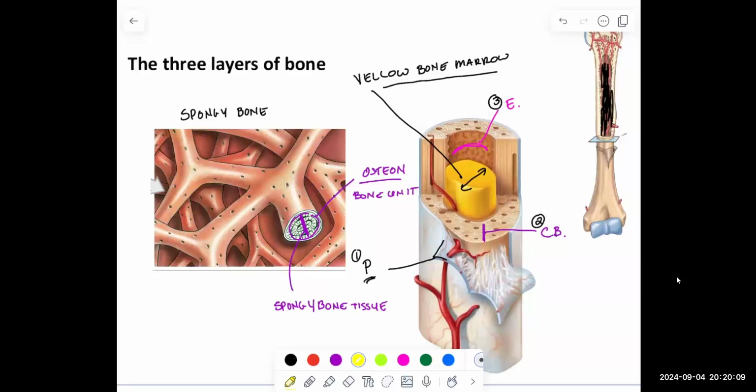Surrounding that spongy bone, this outer layer right here, is the endosteum. This pink stuff is that pink layer there. So the endosteum will hold on to a very small bit of spongy bone, even in the bone shaft. That is important to recognize.